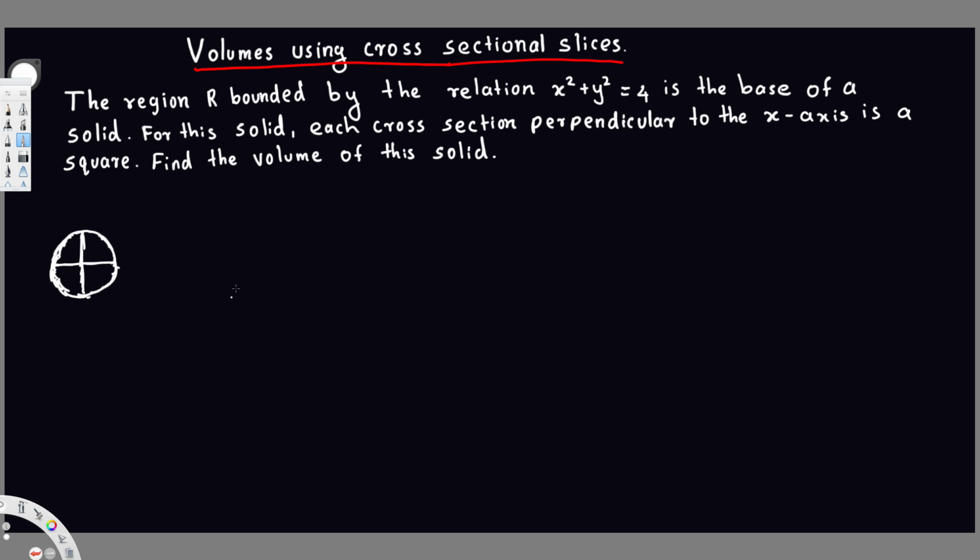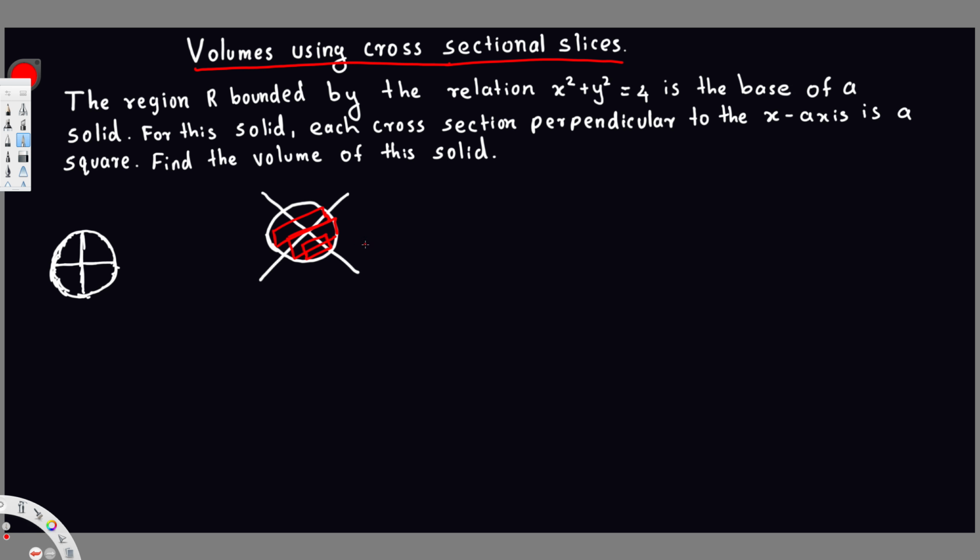The idea here is we take this solid and cut it into slices of squares, find the area of each of these, and if we add them together, that's going to give us the volume. So that's the idea of this one.